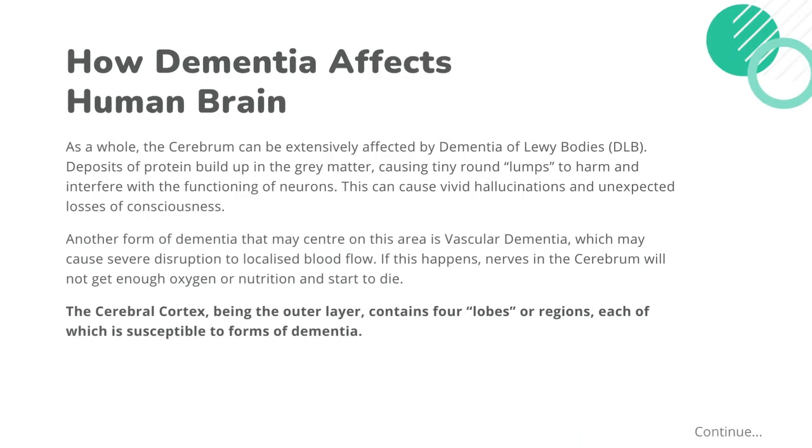As a whole, the cerebrum can be extensively affected by dementia with Lewy bodies, DLB. Deposits of protein build up in the gray matter, causing tiny round lumps to harm and interfere with the functioning of neurons. This can cause vivid hallucinations and unexpected losses of consciousness. Another form of dementia that may center on this area is vascular dementia, which may cause severe disruption to localized blood flow. If this happens, nerves in the cerebrum will not get enough oxygen or nutrition and start to die. The cerebral cortex, being the outer layer, contains 4 lobes or regions, each of which is susceptible to forms of dementia.